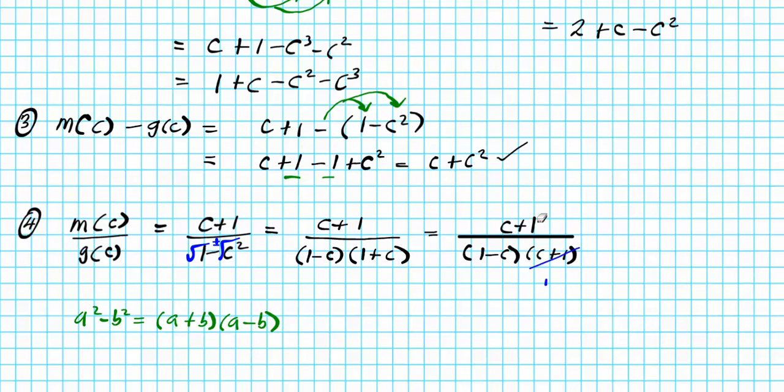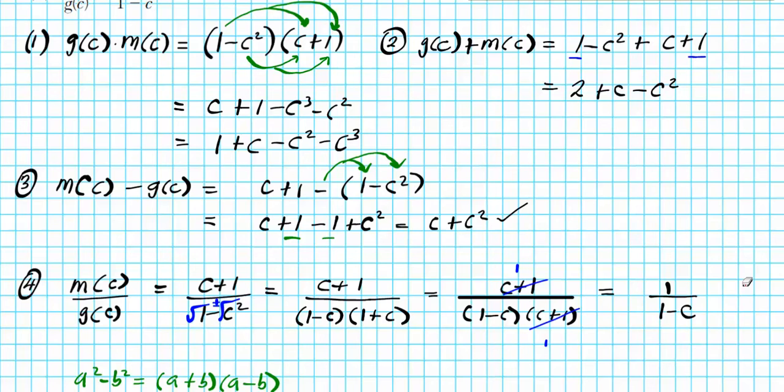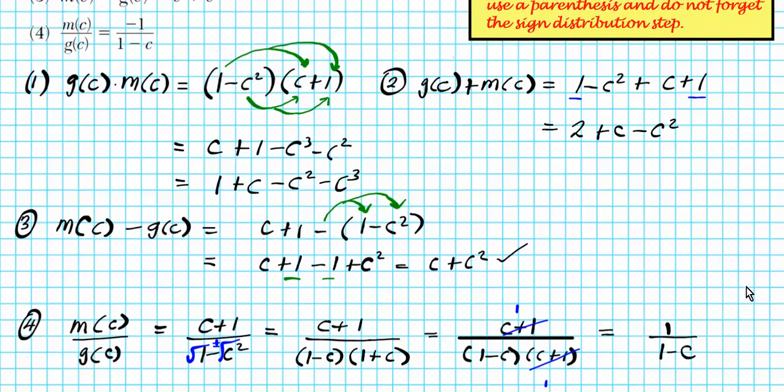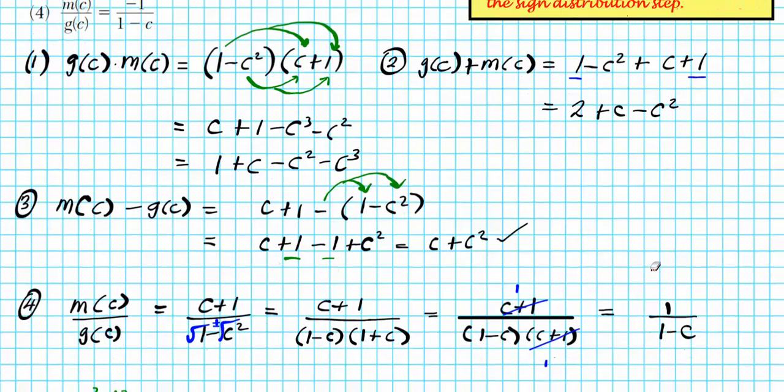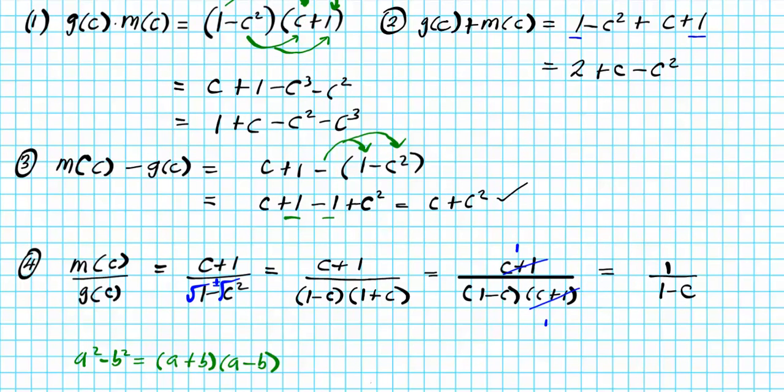Now what happens? Divide this to 1, that goes to 1. The final answer of m of c divided by g of c is 1 divided by 1 plus c. Now, is that what we have for option 4? The answer is no. There's a minus there, and the denominator is not reversed, so it's not the same as this. Option 4 is false. This is what we're looking for. Our answer to question number 8 is 4.